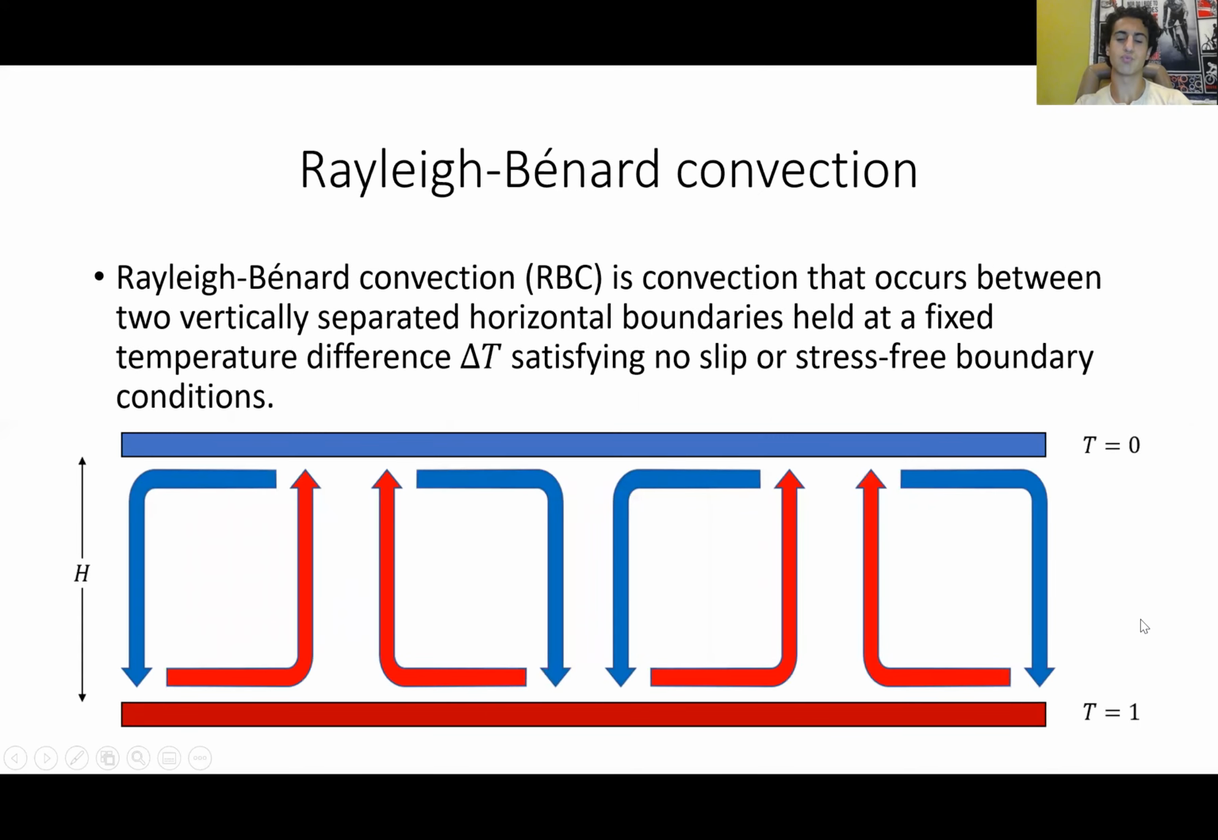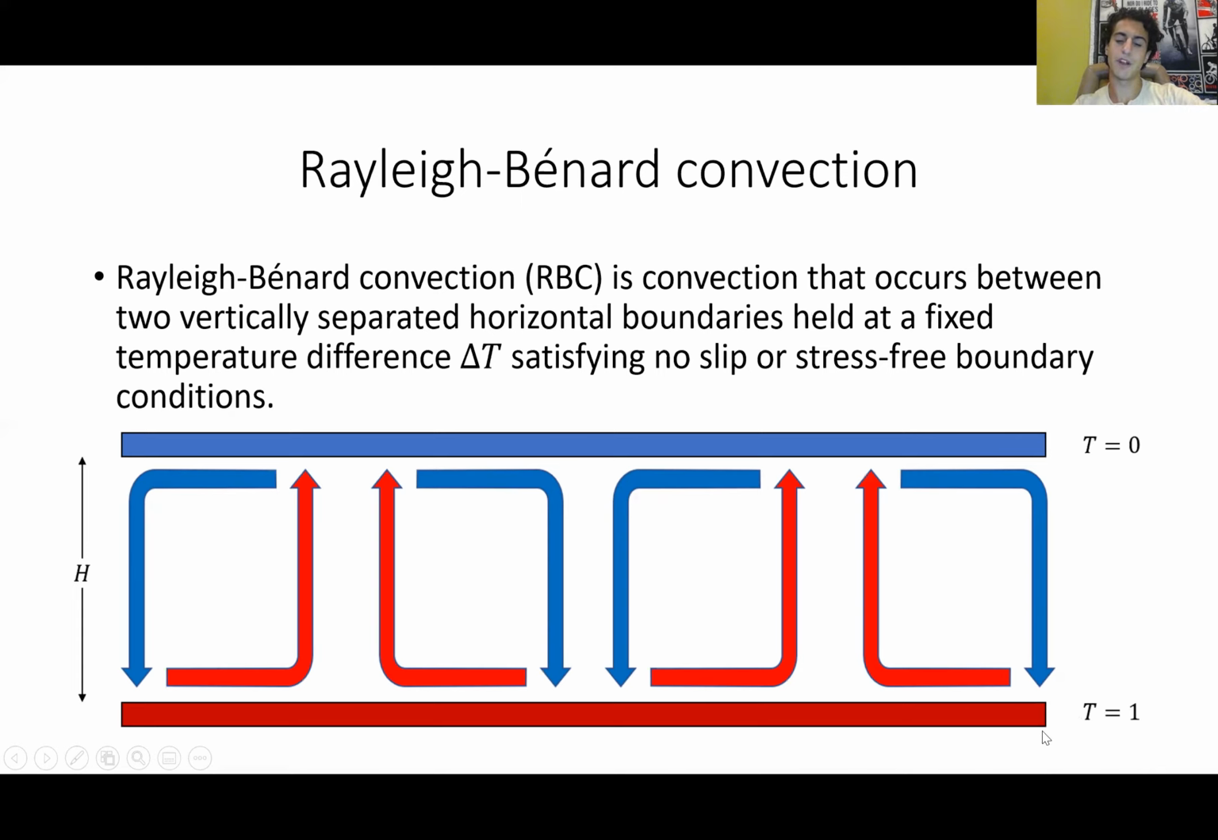So what exactly is Rayleigh-Bénard convection? It's the sort of natural convection that occurs between two vertically separated boundaries with a negative temperature gradient. The key there is the negative temperature gradient. The bottom plate must be hotter than the top plate in order for convection to occur.